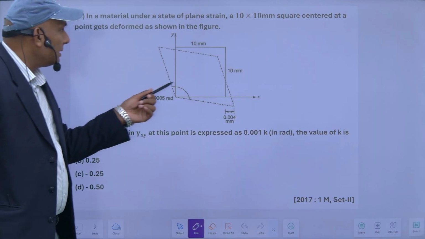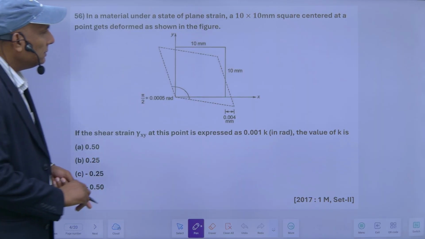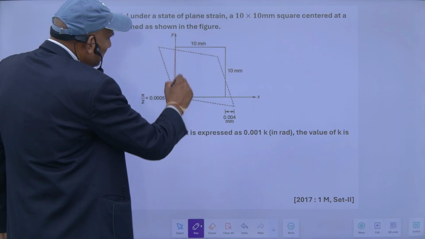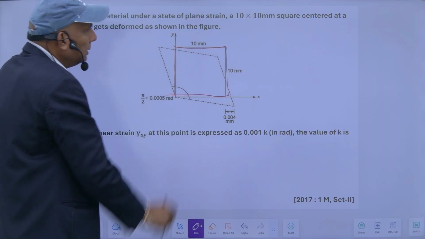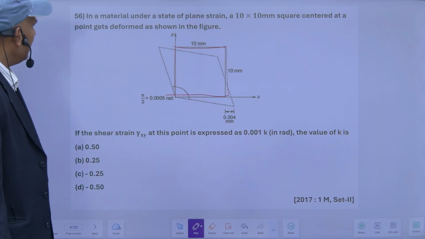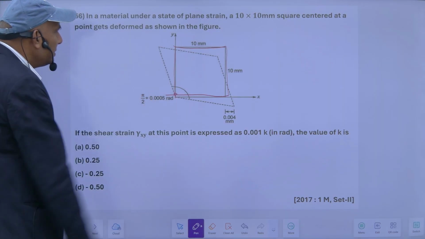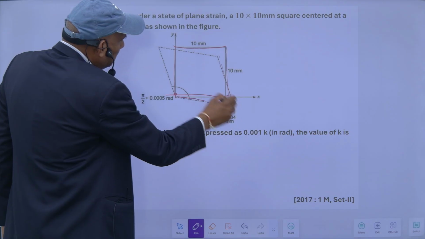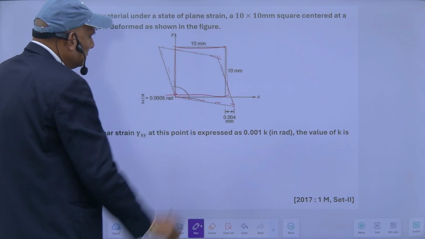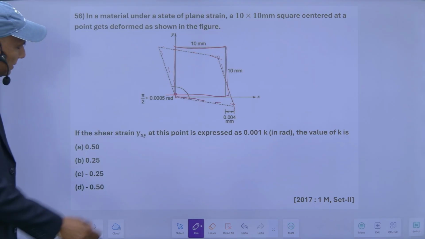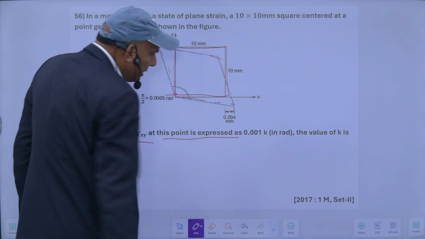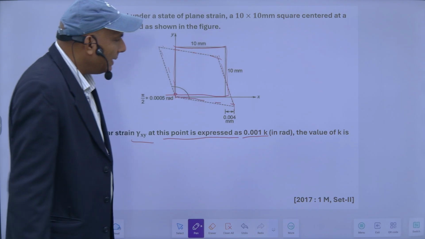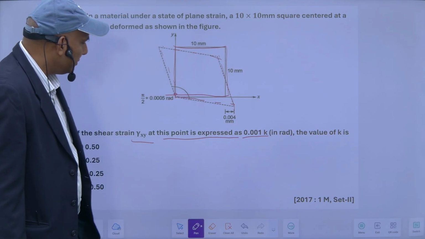In this case, a material under a state of plane strain, its size is 10 mm into 10 mm. So this is my square, centered at this point. After deformation, its shape is like this. If the shear strain gamma xy at this point is expressed as 0.001 K in radian, what will be the value of K?